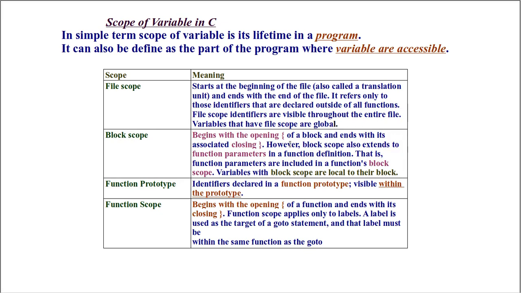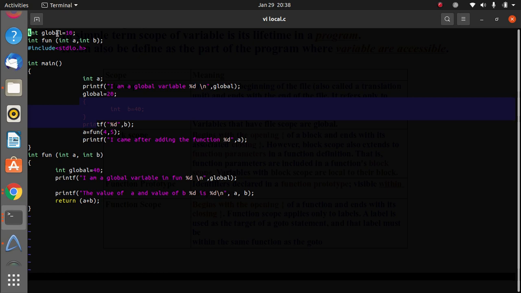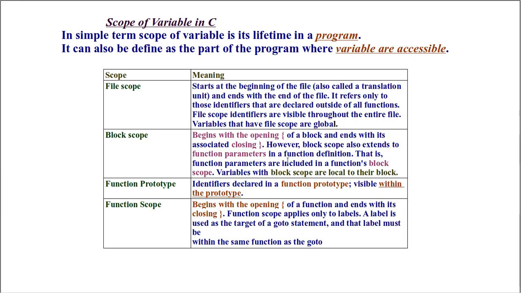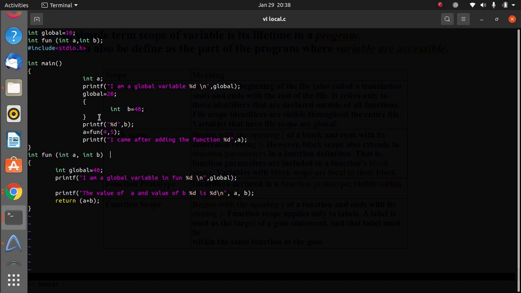However, block scope also extends to the function parameters. Similarly, here int a, int b are the two function parameters. There is one opening and closing bracket like this, and here our parameters are declared. When we want to access a and b, they can be accessed within these opening and closing brackets. That is the meaning of that statement, and these are always local to their block.